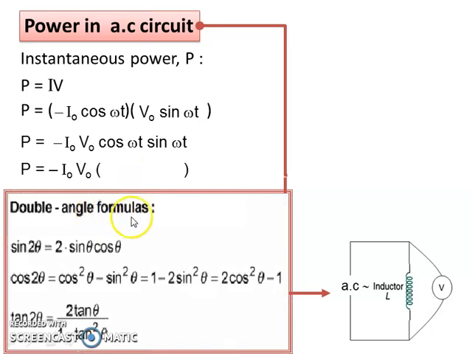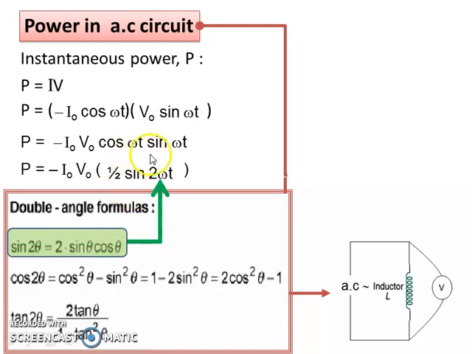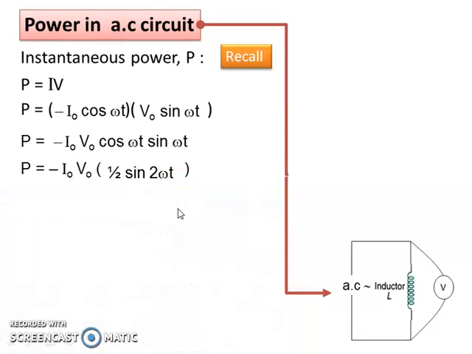Using the double angle formula, sine 2 theta equals 2 sine theta cos theta, we get cos omega t sine omega t equals half sine 2 omega t. Bring the half to the front, and it becomes negative half I naught V naught sine 2 omega t.